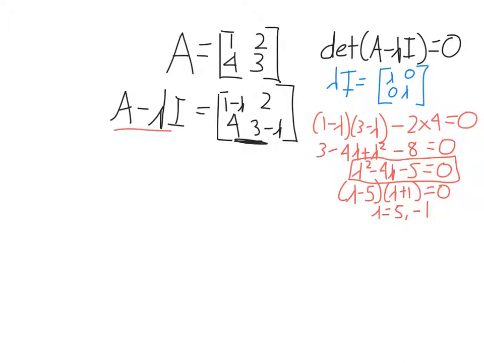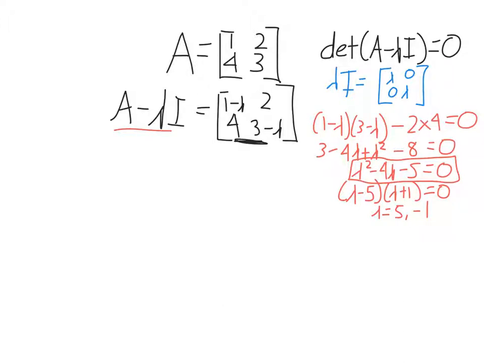So if you have a 2 by 2 matrix, the characteristic polynomial is always degree 2. If you have an n by n matrix, the characteristic polynomial is of degree n. So you will always have at least one eigenvalue, but you'll never have more eigenvalues than the number of rows or columns in the matrix. Okay, so we found our two eigenvalues. Now we need to find the eigenvectors.